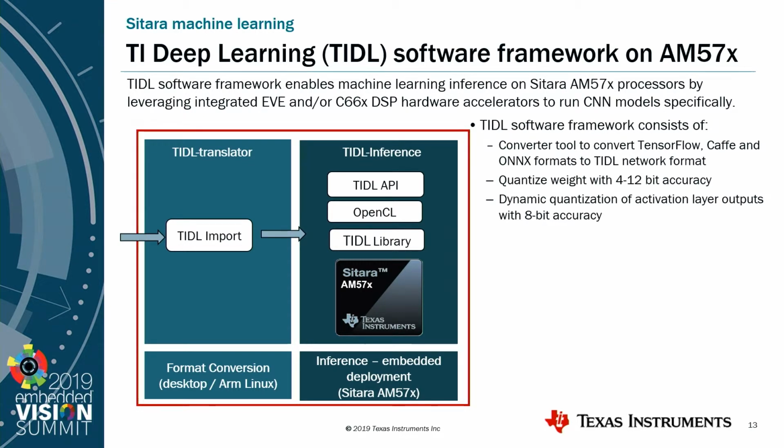The activation layers are dynamically quantized while running the inference with an 8-bit accuracy, while the accumulation happens with 40-bit accuracy. So once the model is imported in a fixed point solution, it can be run on the Sitara processor using a TIDL API. So TIDL API is a wrapper over OpenCL. It's a C++ based API of 5 classes.